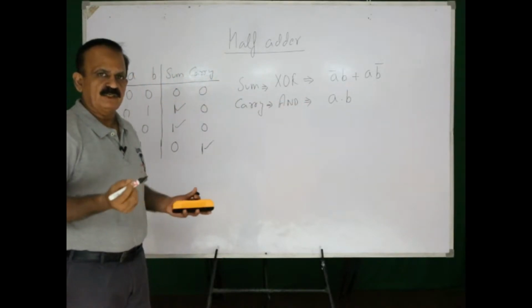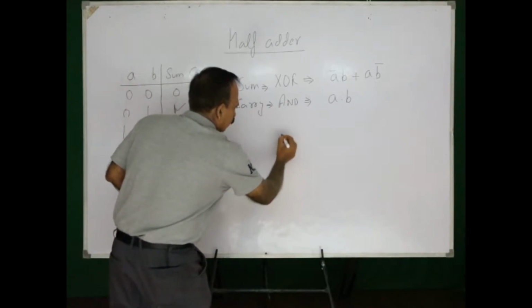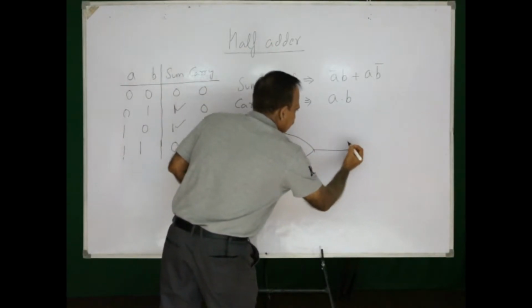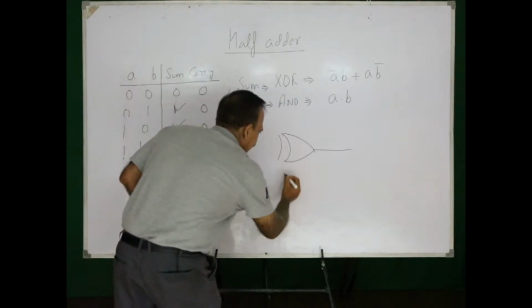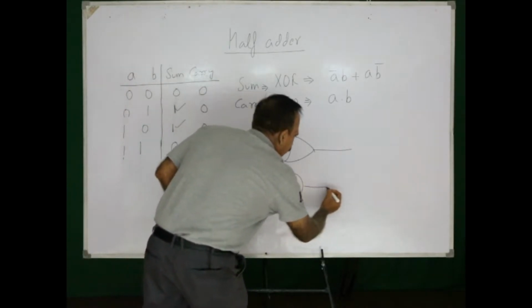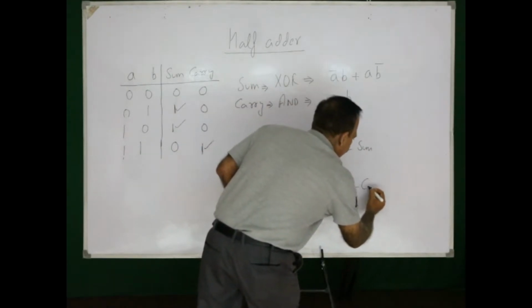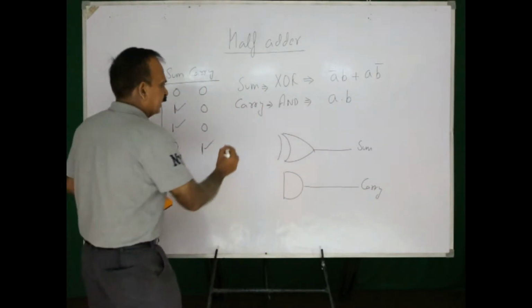Now implementation of half adder is very simple. One I need is XOR gate. Now this is a symbol of XOR gate. Another I need is AND gate, and the output of XOR gate represents sum, and the output of this represents carry. Now this is sum and carry.